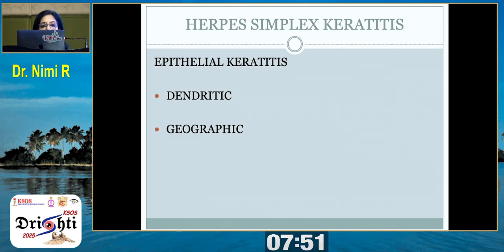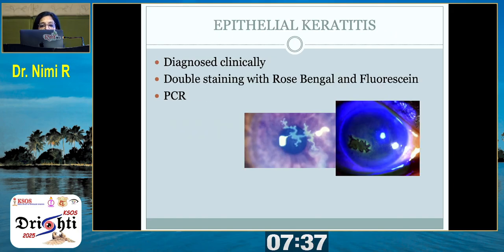First of all, let me talk about herpes simplex keratitis. As Dr. Jasmine has already mentioned, there are various types: epithelial keratitis, stromal keratitis, and endothelial keratitis. In epithelial keratitis, it is diagnosed clinically. The characteristic dendritic pattern is there, linear dendrites. What we can do is staining with rose bengal and fluorescein dye. That is double staining.